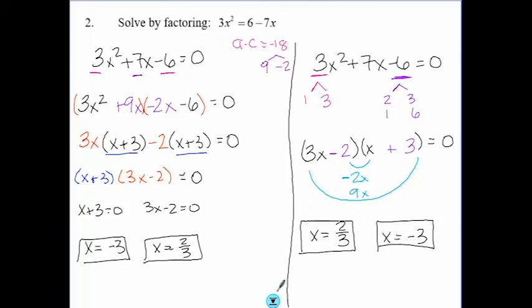These are just two of the many methods that can be used to factor quadratics. Personally, I prefer one of these two methods, but if you know another method and you prefer to use that, that's totally fine.